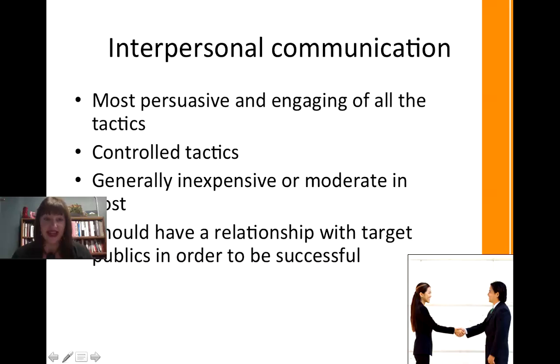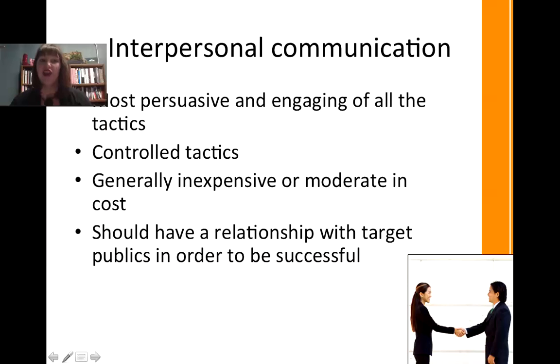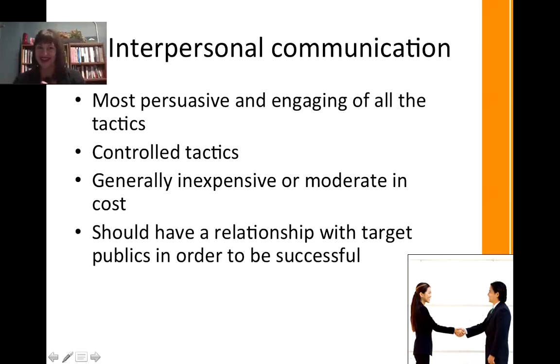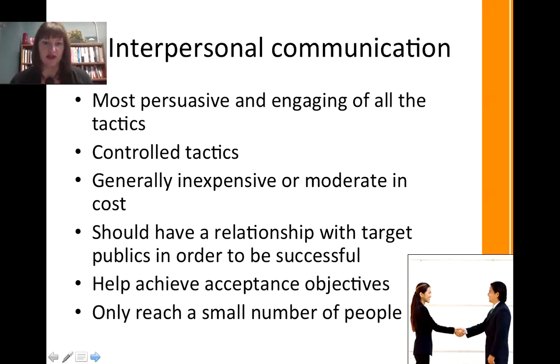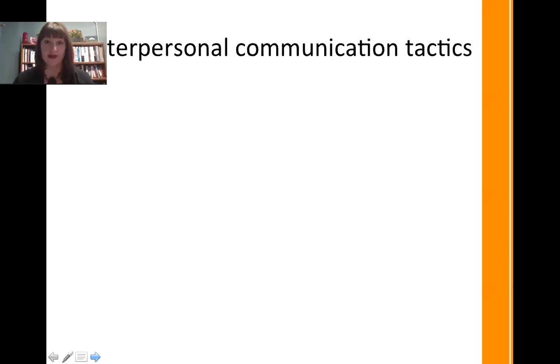And they should have a relationship with the target publics in order to be successful. Well, of course, again, our extension agents really fit this model. They already have relationships with the publics in the counties that we're talking about. And we can help achieve any acceptance objectives. So those are our objectives, basically, are to accept new behaviors. So the type of objectives that we're talking about for our campaigns can really be effective with these types of interpersonal communication. You do only reach a small number of people, of course, but again, we're talking about a large number of extension agents across multiple states.